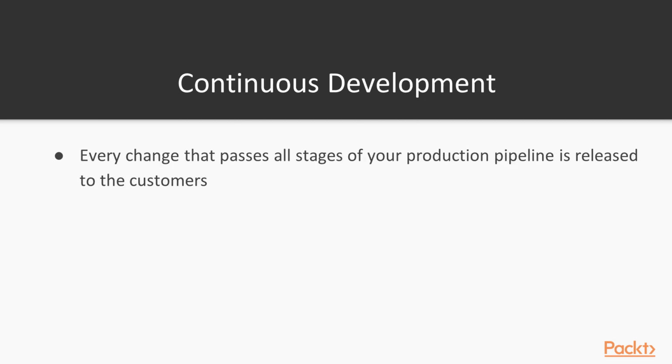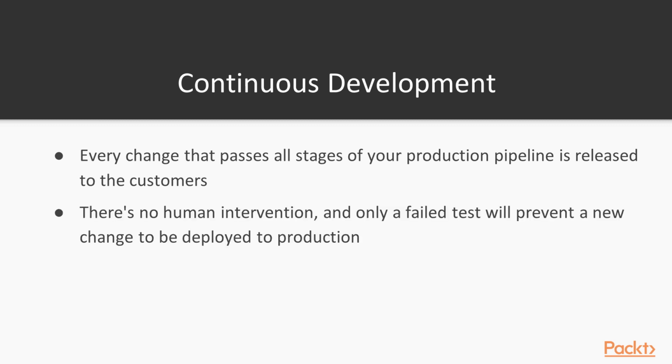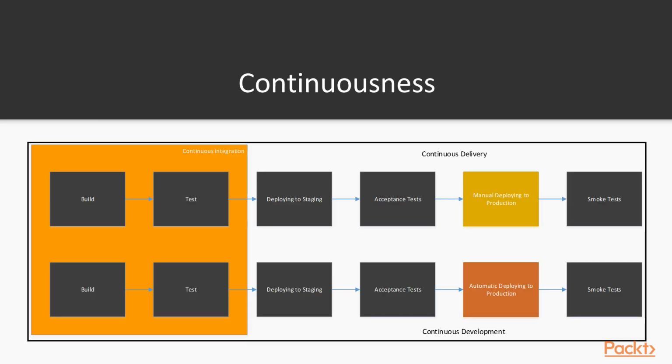Continuous deployment goes even further than that. In this practice, every change that passes all stages of the production pipeline is released to the customer. This means that once the build is done and automated tests pass, all changes are automatically deployed to production. There is no human intervention, and only failed tests will prevent a new change from being deployed. This is how that looks.